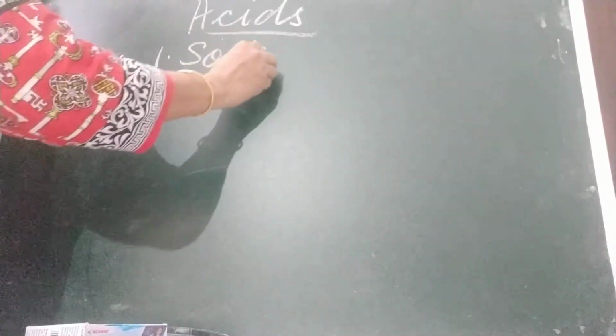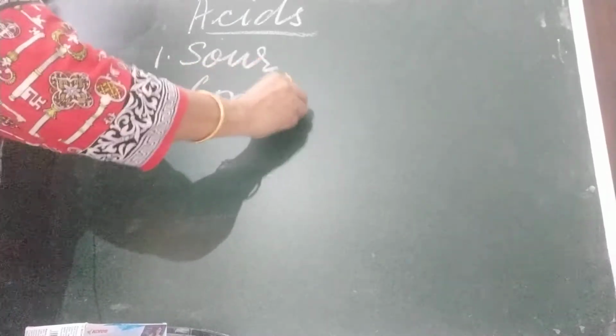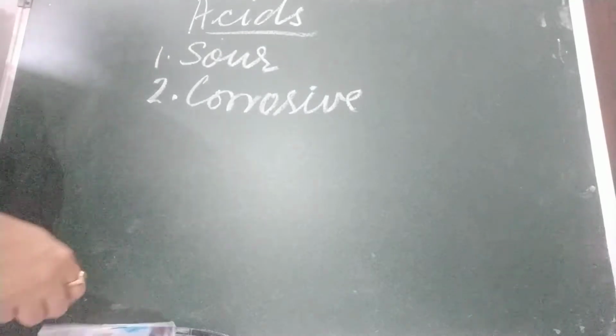Okay children, today we are going to continue this topic, acids. Children, in the last video I told you about mineral acids, organic acids and also their properties: they are sour in taste, and second, they are corrosive in nature. Third, we are going to discuss now properties.